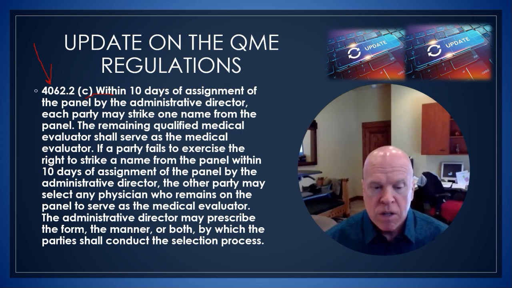Now pay close attention here. It says, if a party fails to exercise the right to strike a name from the panel within 10 days of the assignment of the panel by the administrative director, and all of these panels are dated, they all have a date of issuance on the top of the panel, then after 10 days, the other party is now going to gain the right to schedule the appointment. The other party may select any physician who remains on the panel to serve as the medical evaluator.